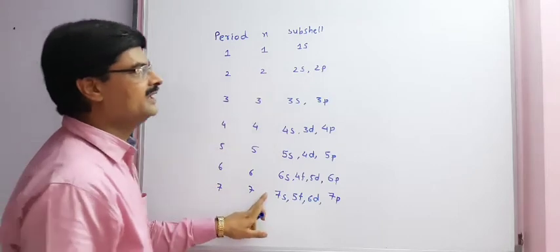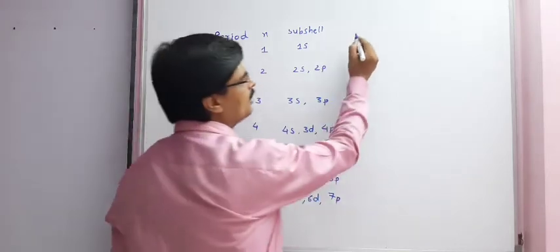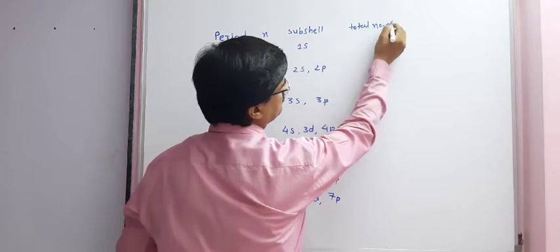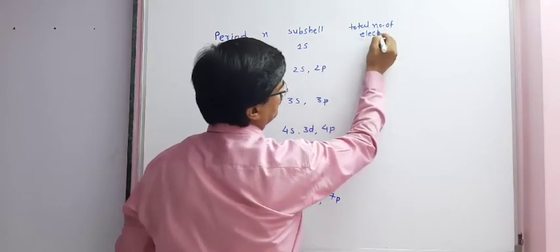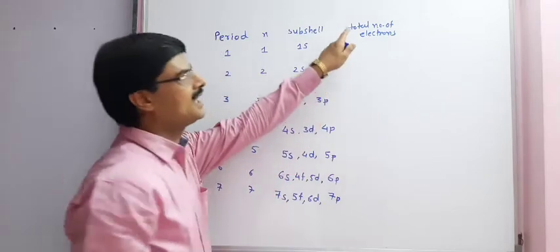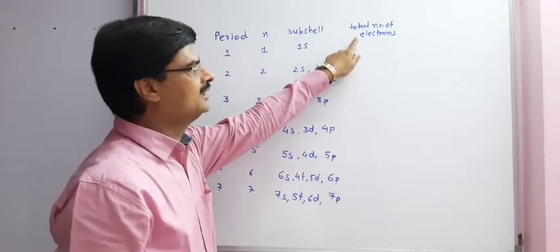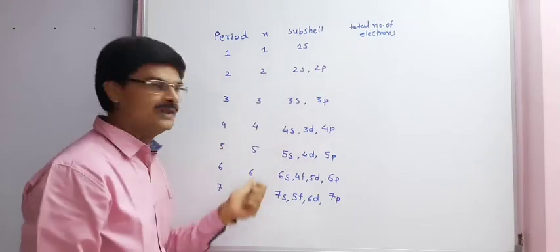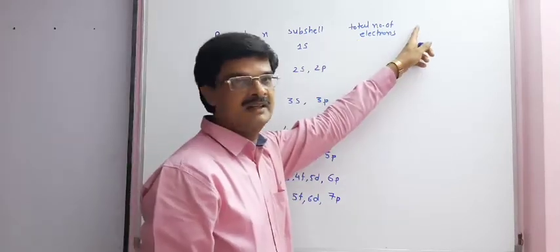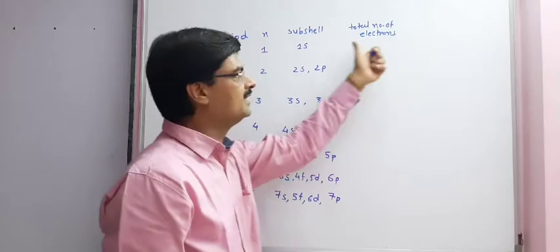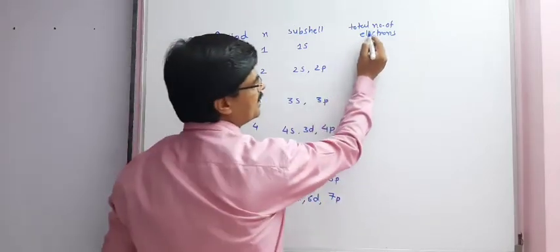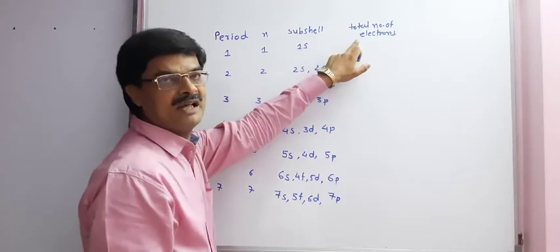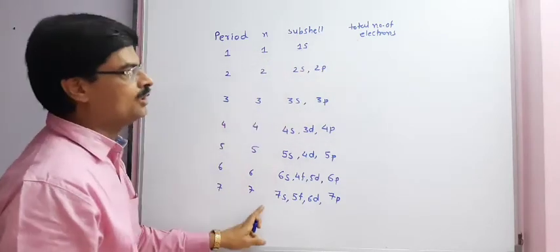From this, we can also write the total number of electrons. After writing the total number of electrons, we can say how many elements are present in different periods, and then we will write the elements present in different periods. So first we understand that the total number of electrons is equal to the total number of elements present in a particular period.